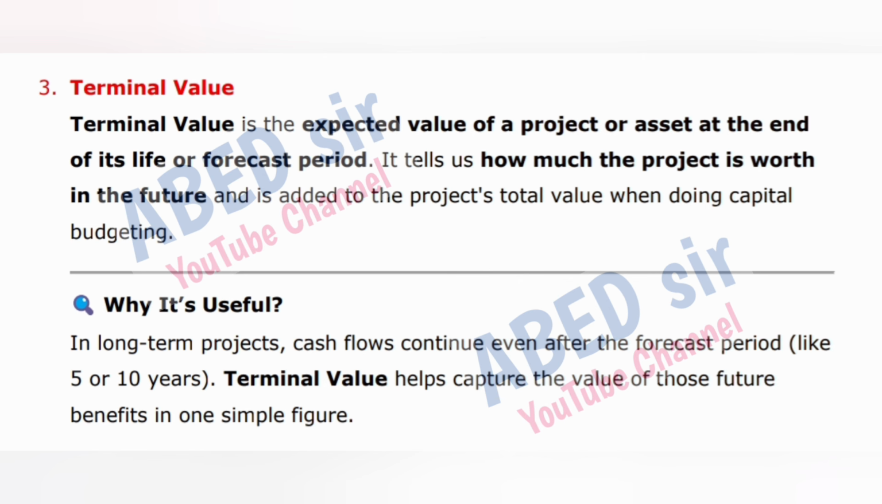Terminal value. Terminal value is the expected value of a project or asset at the end of its life or forecast period. It tells us how much the project is worth in the future and is added to the project's total value when doing capital budgeting. Why is it useful? In long-term projects, cash flows continue even after the forecast period, like 5 or 10 years. Terminal value helps capture the value of those future benefits in one simple figure.